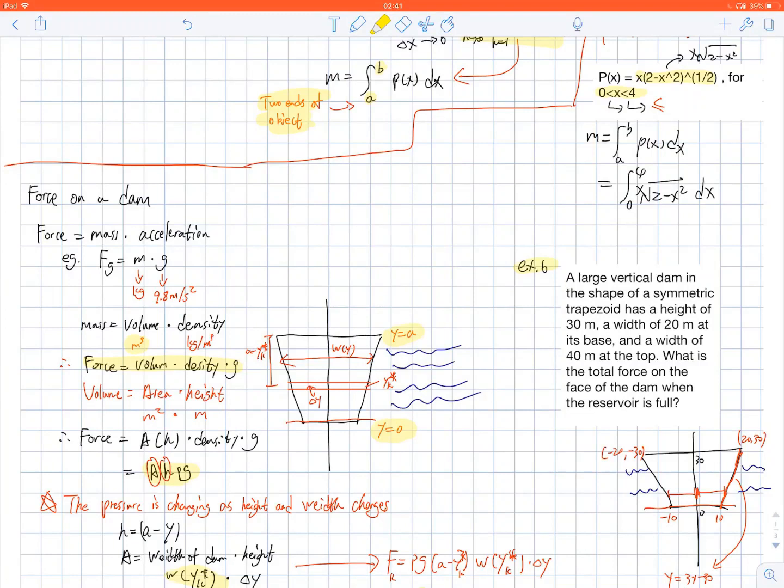This is going to be our last part of our lecture, and I'm going to teach you guys some stuff about force on a dam. So, quick review about a core physics concept: force equals mass times acceleration. One good example is the force of gravity, which equals mass times gravitational acceleration, equals 9.8 meters per second squared.